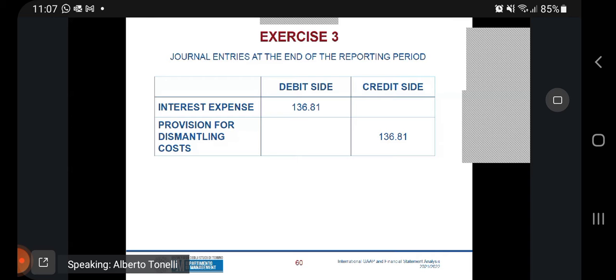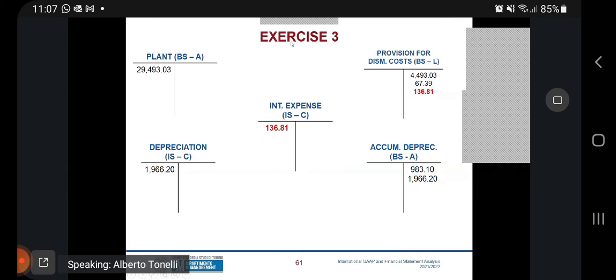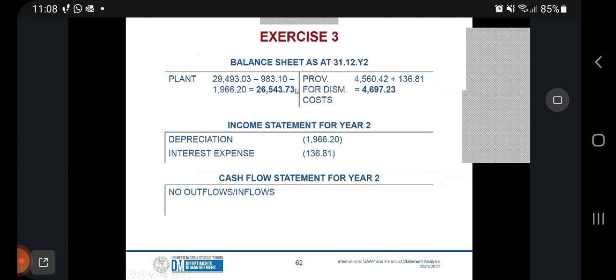Update the accounts, again: interest expense, income statement, cost, and then provision for dismantling cost, 136. Balance sheet for the second year, income statement and cash flow statement.